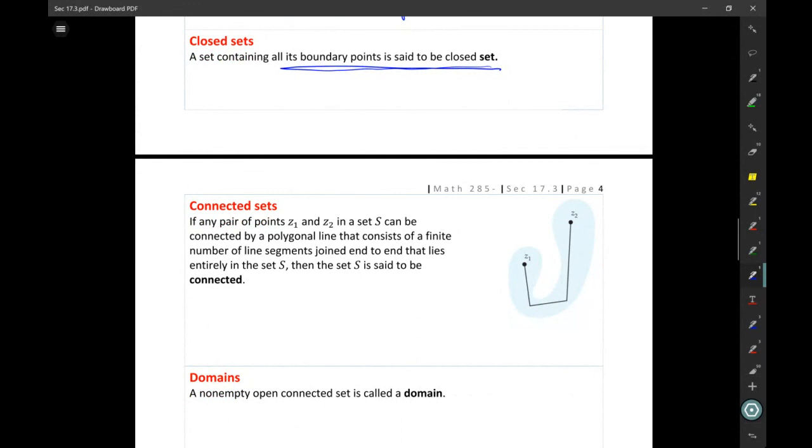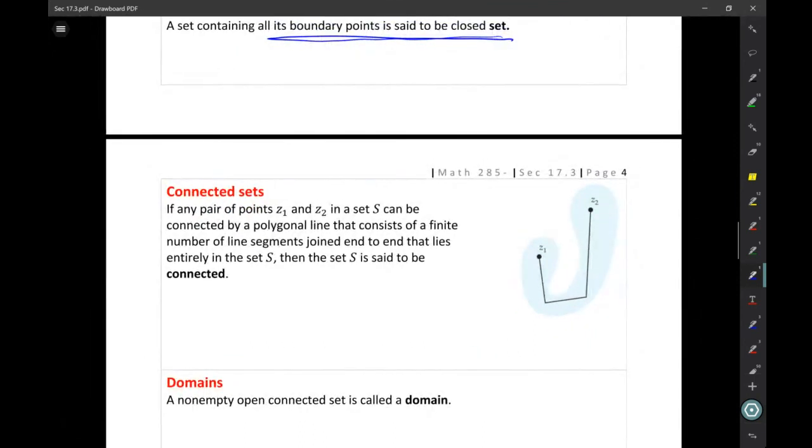I teach this to fourth-year mathematics students in a different way, and there is a lot of work on it. Okay, let's see now the connected set. What do you mean by a connected set? We say that if any pair of points z1 and z2 in a set S can be connected by a polygonal line that consists of a finite number of line segments joined end to end and lies in the set S, then the set S is said to be connected.